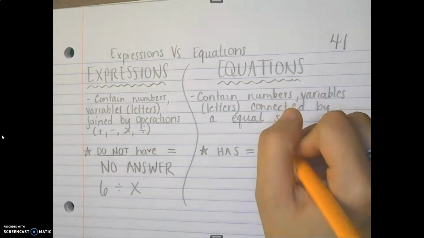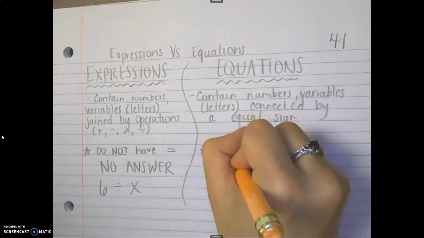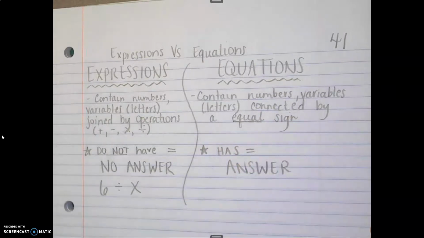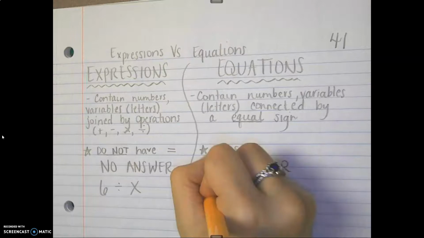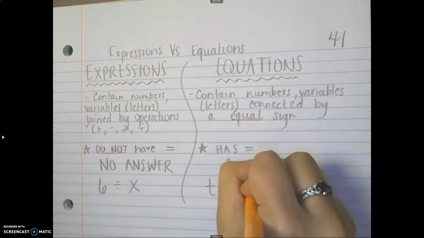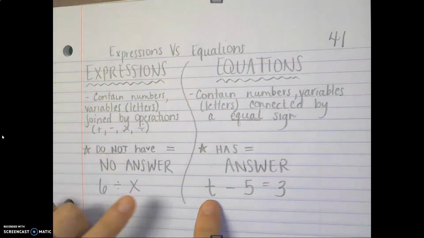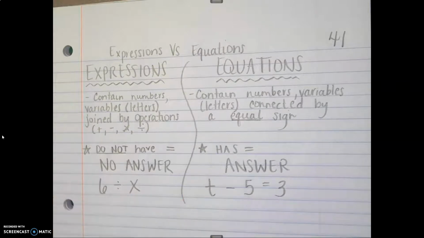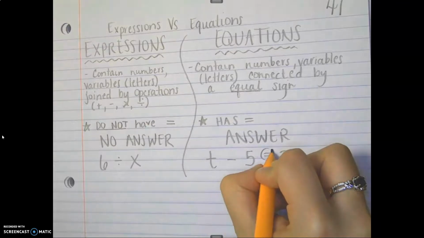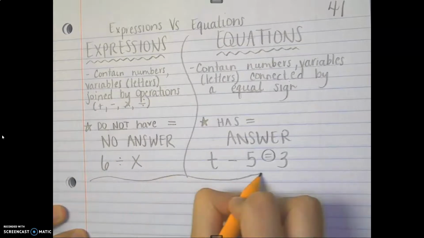So if they have an equal sign, that means they have an answer. We know what the answer is, or we can solve for the answer. And it could look like t minus 5 equals 3. So notice how we can have different variables. So since this one has an equal sign, this is what makes it an equation. So now let's look at some examples.